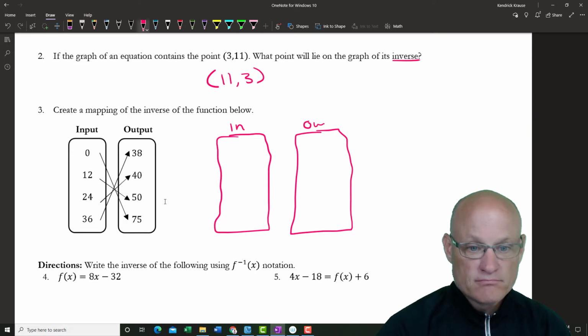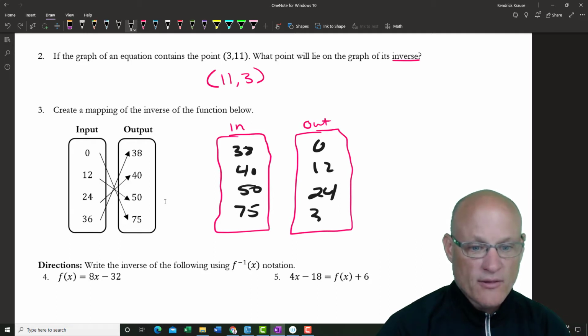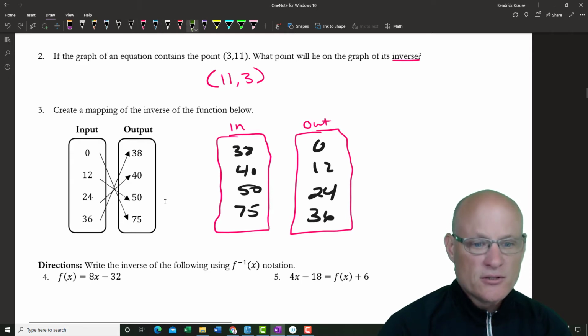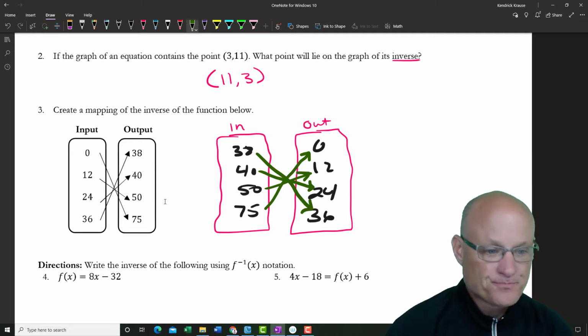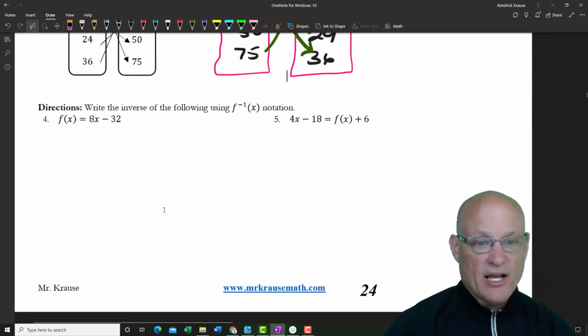Input, output. So, 38, 40, 50, 75. I've seen this picture before. 0, 12, 24, 36. So 0 went to 75, so 75 goes to 0. 50 came from 12. 40 came from 24. And 38 and 36. There it is.